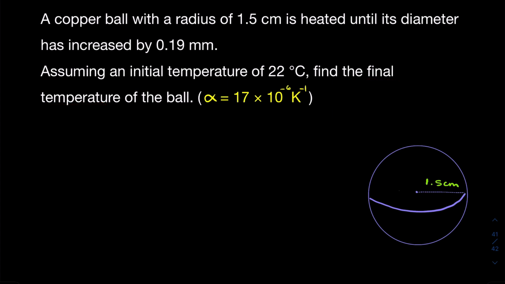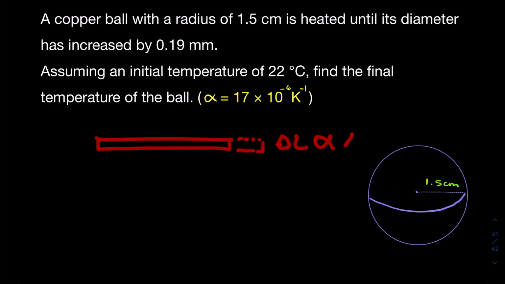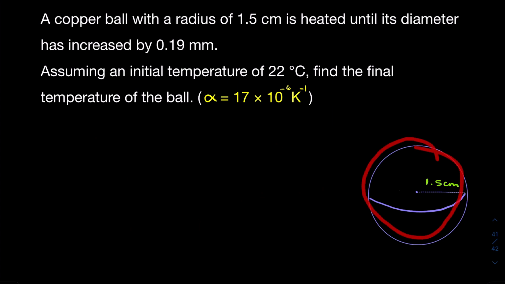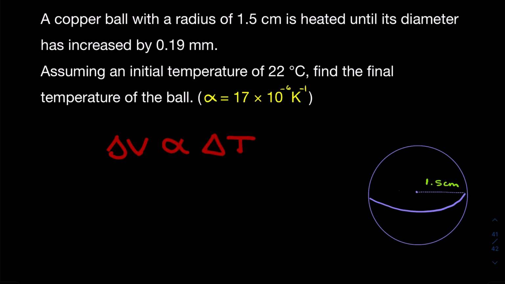So the change in size, the expansion, is proportional to the change in temperature. If it was a rod, then the change in length, delta L, will be proportional to delta T. If it was a two-dimensional object, then the change in area would be proportional to the change in temperature. And in this case, we have a three-dimensional object of volume, so the change in volume will be proportional to the change in temperature. So let's write out the expression. Change in volume is proportional to change in temperature.